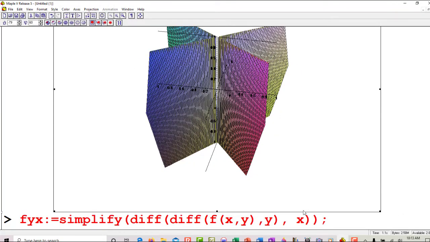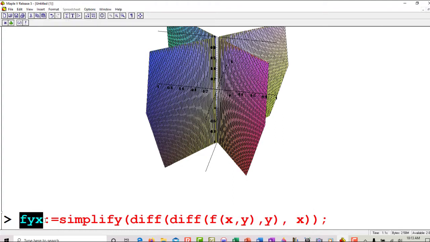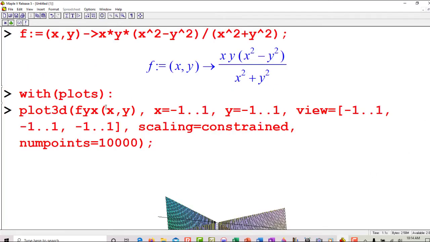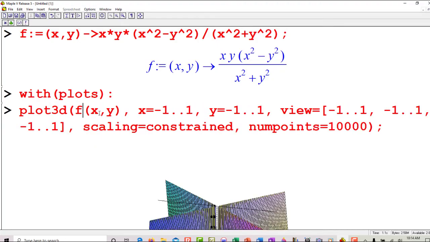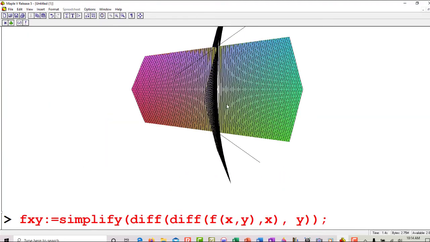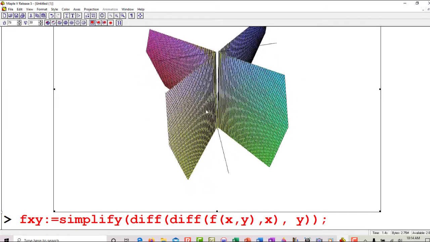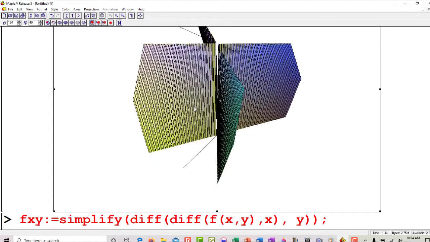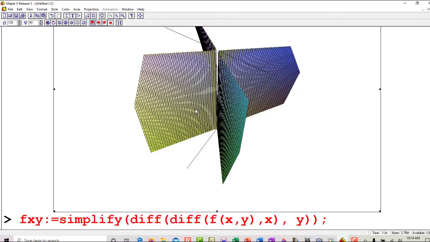What about fxy? There you take the derivative with respect to x first, and then the derivative with respect to y. Let's plot fxy. We get this similar kind of thing, a curve that doesn't appear to be continuous at the origin. We have some problems at the origin.